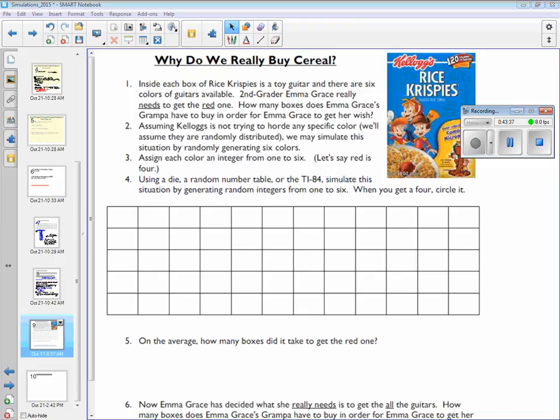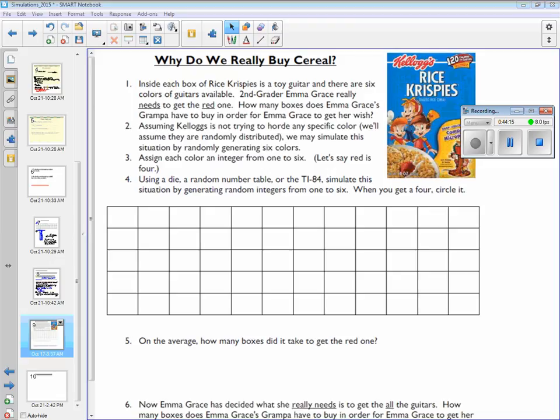All right, so here we have a Rice Krispies situation. In each box of Rice Krispies, we have a toy guitar, and there are 6 colors of these toy guitars available. They're inside the box, so I have to open the box to see. So Chris's question is actually a valid one. Emma Grace is all about the color red, and she has to have the red one. How many boxes is good old Gramps going to have to buy for her to get that red plastic guitar? So we want to try to simulate this.